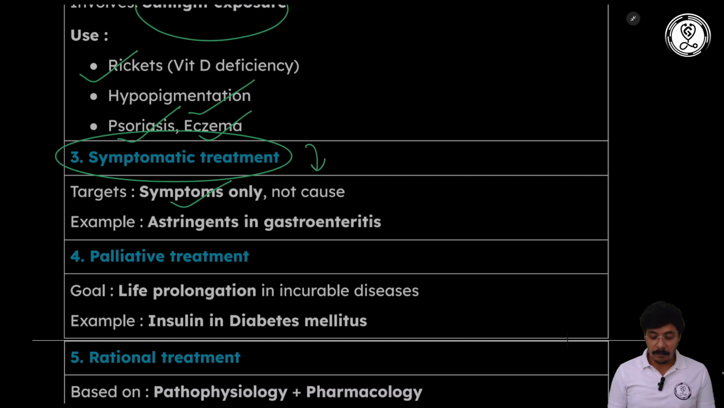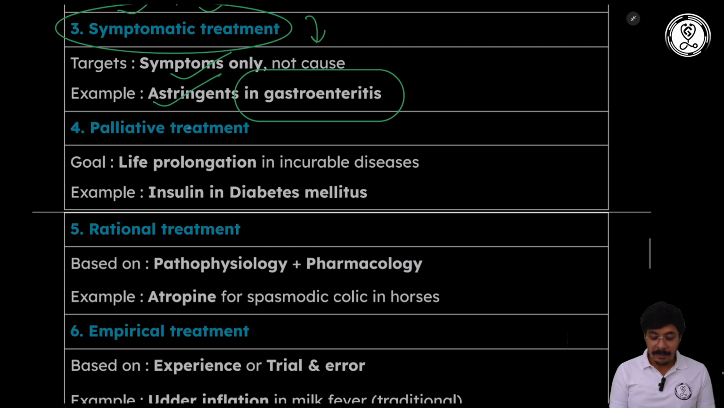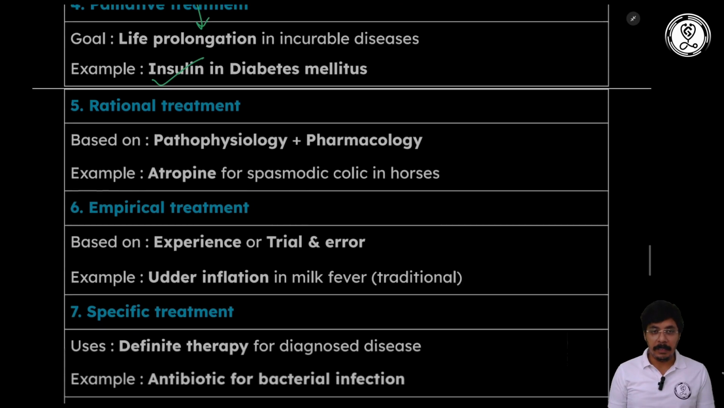Symptomatic treatment is basically when the treatment is on the basis of symptoms only, but not dealing with the cause, like use of astringents in the case of what? Gastroenteritis. Palliative treatment deals with only life prolongation. Basically, here the animal is suffering from an incurable disease, something which cannot be cured with any possible treatment. So here all the measures will be taken in order to prolong the life, like use of insulin in the case of diabetes mellitus.